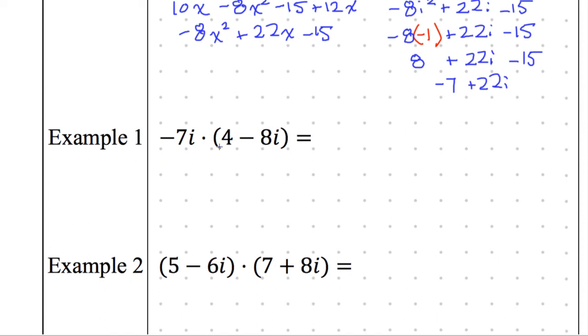Alright, you've unpaused the video. Let's go ahead and do this. Negative 7i times 4 is a negative 28i, and then a negative 7i times a negative 8i. Negative times a negative is a positive. 7 times 8 is 56. i times i is i squared. Again, I can't have an i squared, so that's going to be a negative 1 here.